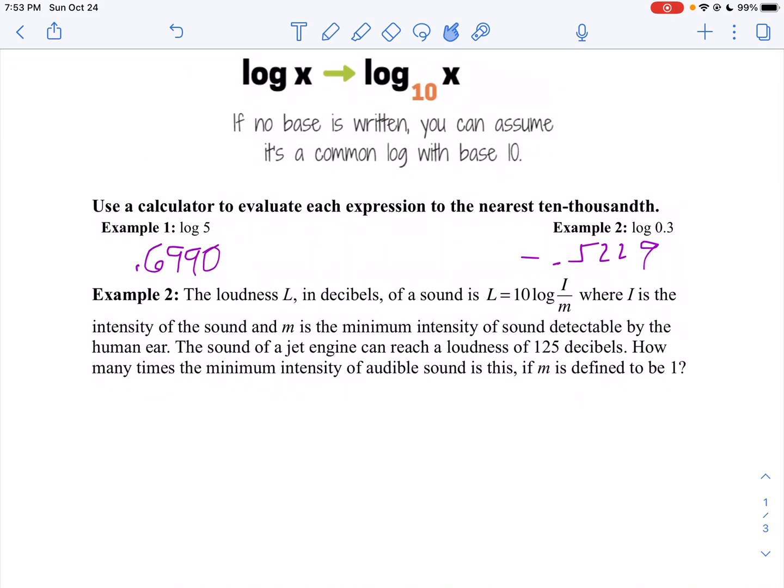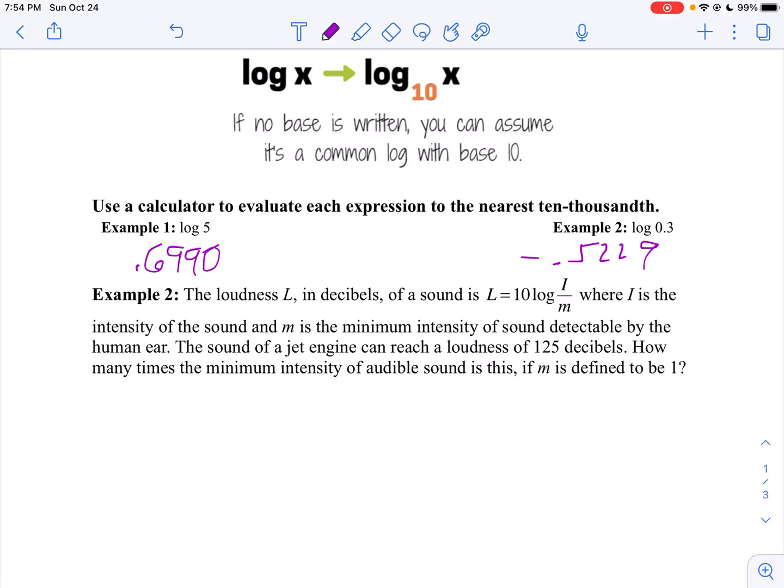Now we take a look at the application problem. It says the loudness in decibels of a sound is L equals 10 times the log of I divided by M, where I is the intensity of the sound and M is the minimum intensity of the sound detectable by the human ear. The sound of a jet engine can reach a loudness of 125 decibels. How many times the minimum intensity of audible is this if M is defined as 1?